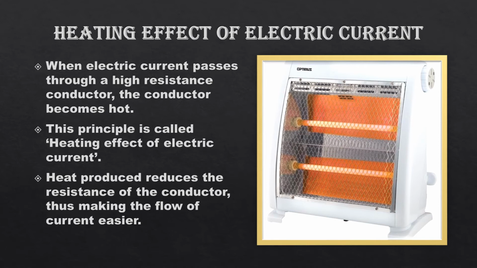Now, what is heating effect? When electric current passes through a high resistance conductor, the conductor becomes hot. This principle is called heating effect of electric current. So whenever current is flowing through any conductor, it will become hot. Some will produce less heat if they are very good conductors. If they are poor conductors, they will produce more heat. So resistors which are poor conductors will produce more heat.